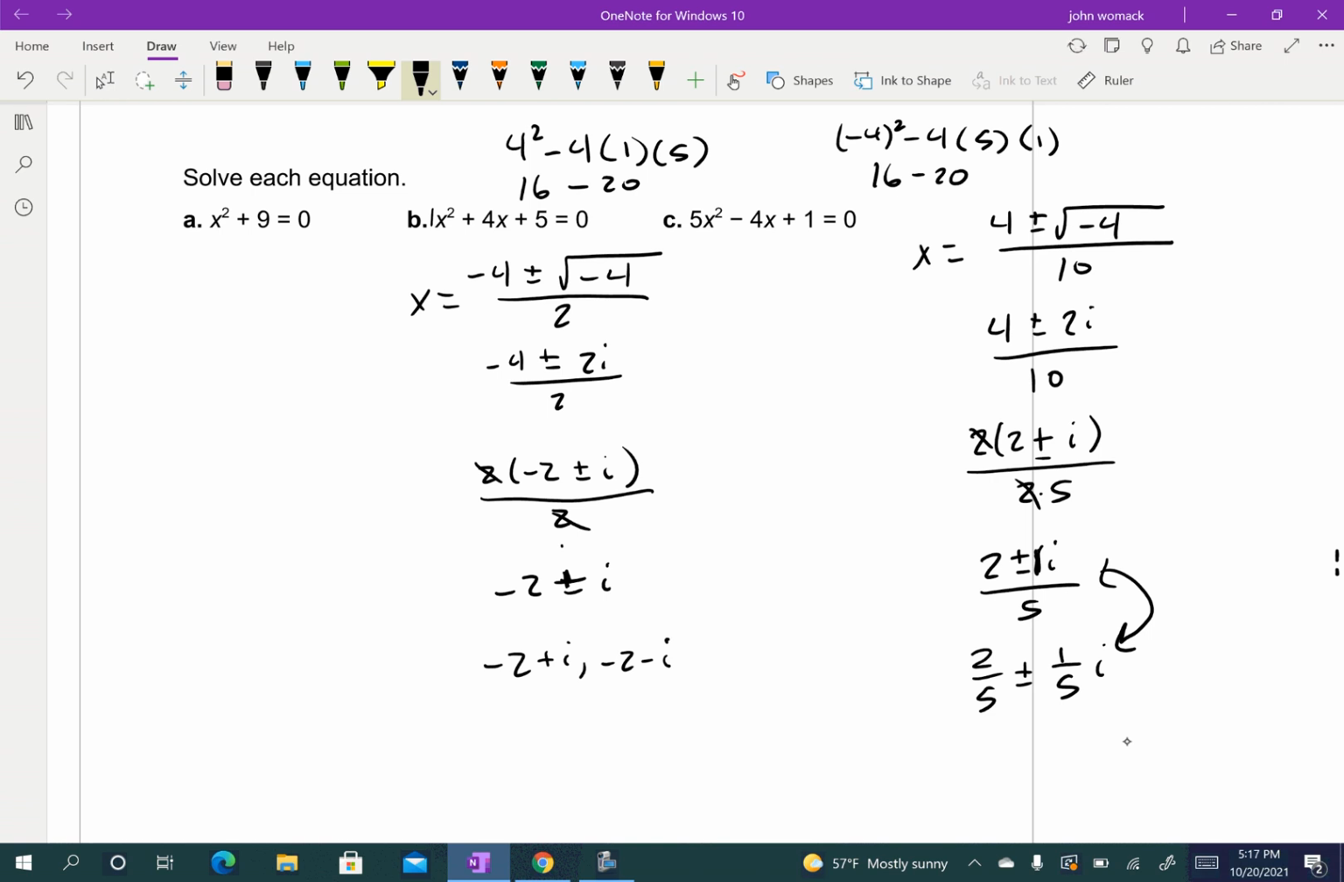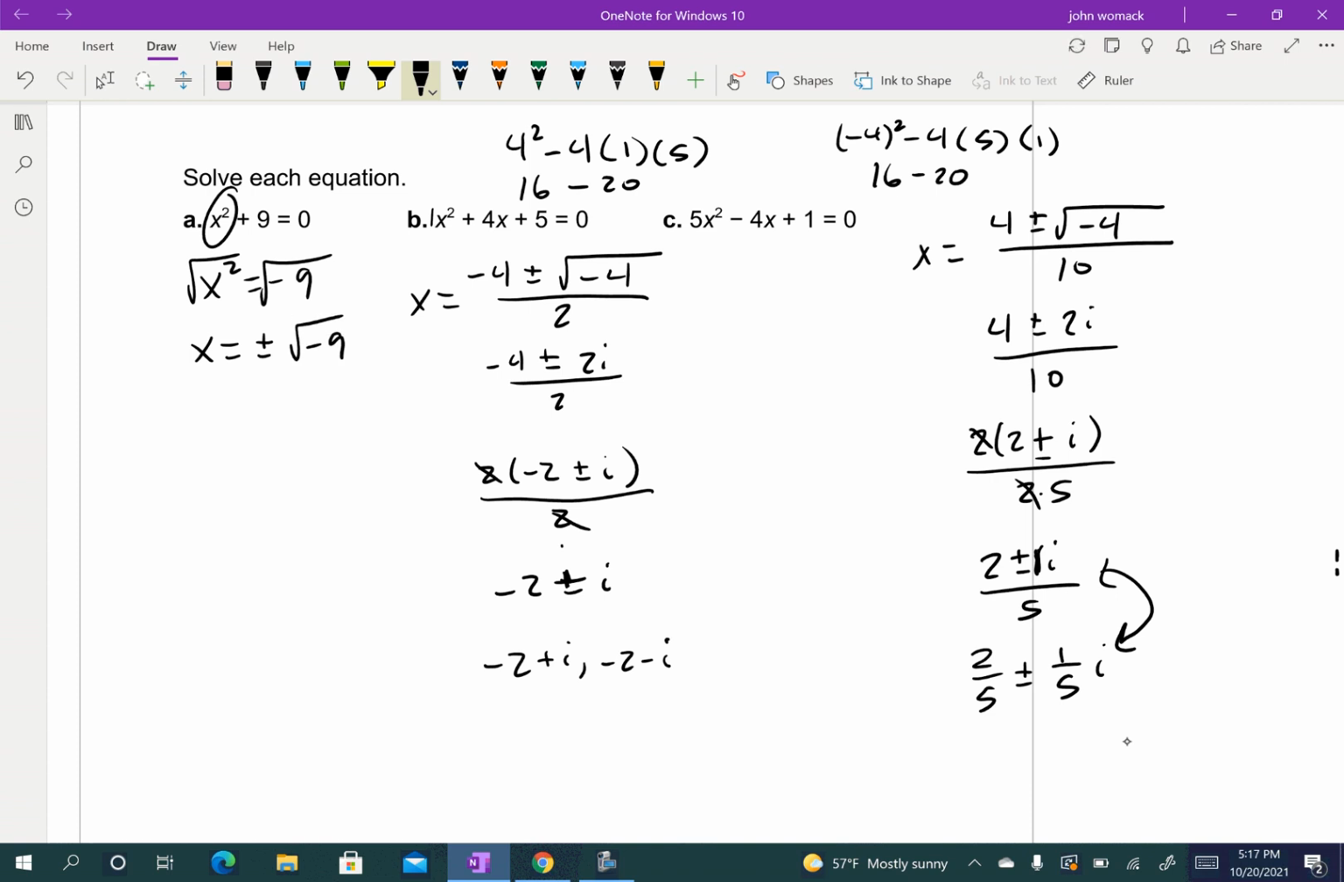Hey, this one, you could use the quadratic formula. It's like having x squared plus 0x plus 9. So a is 1, b is 0, and c is 9. And you could use the quadratic formula. It's a lot easier, though, if we recognize this is one I can just solve using the square root method. I can just get x squared by itself, just move the 9 over. So x squared equals negative 9. Take the square root of both sides. So x equals, don't forget the plus or minus, square root of negative 9.